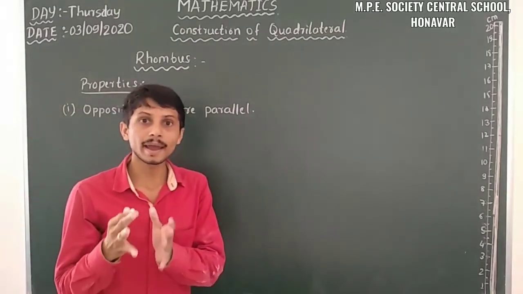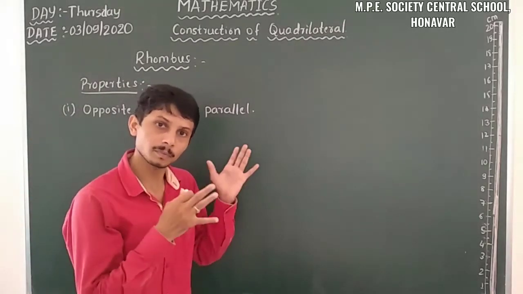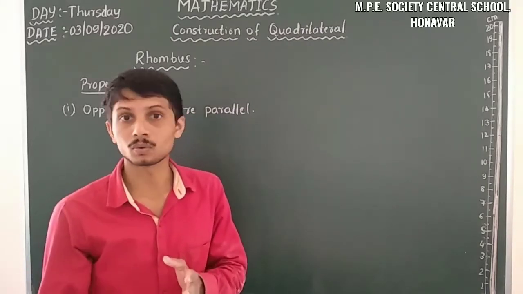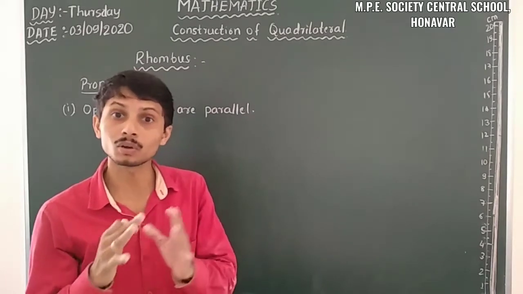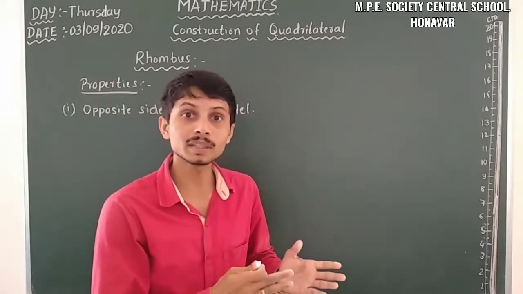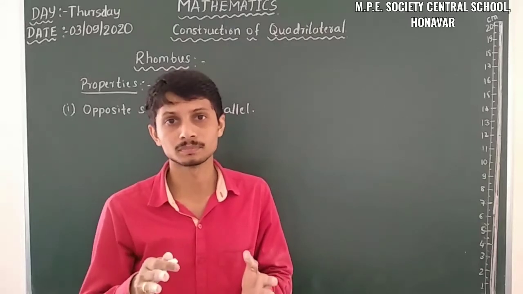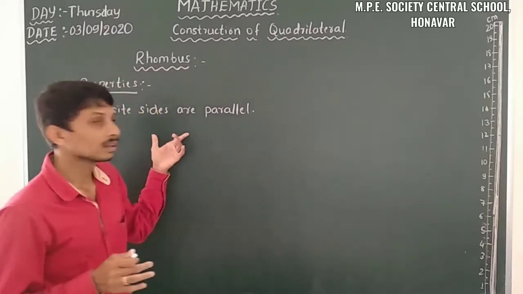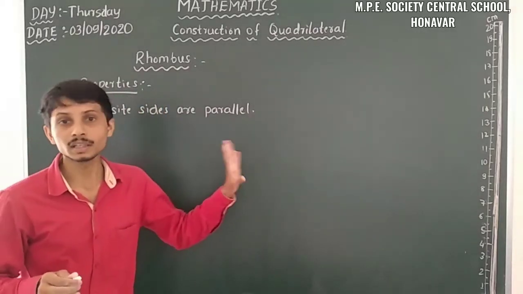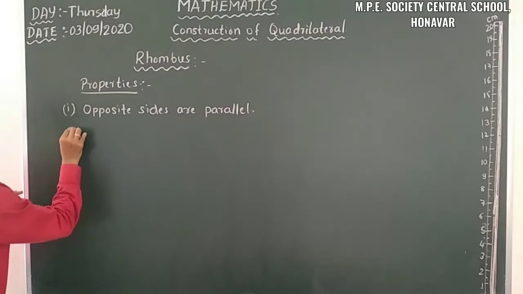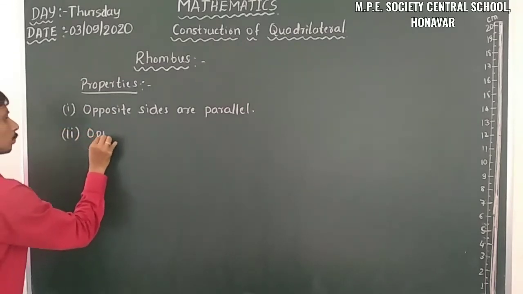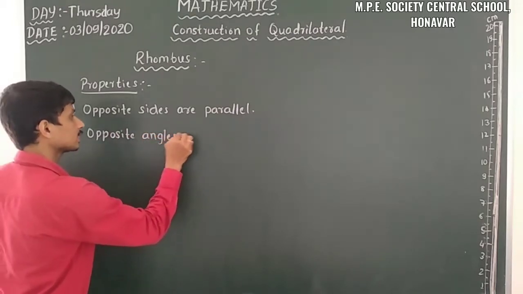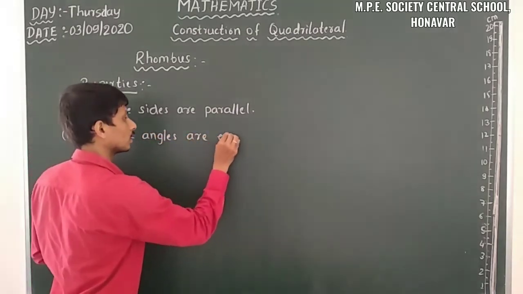Then coming to the angles. In the case of a rhombus, opposite angles are equal. Only opposite angles are equal, not the adjacent angles. In a square all the angles are equal. In a rectangle all the angles are equal. But in a rhombus, only opposite angles are equal.